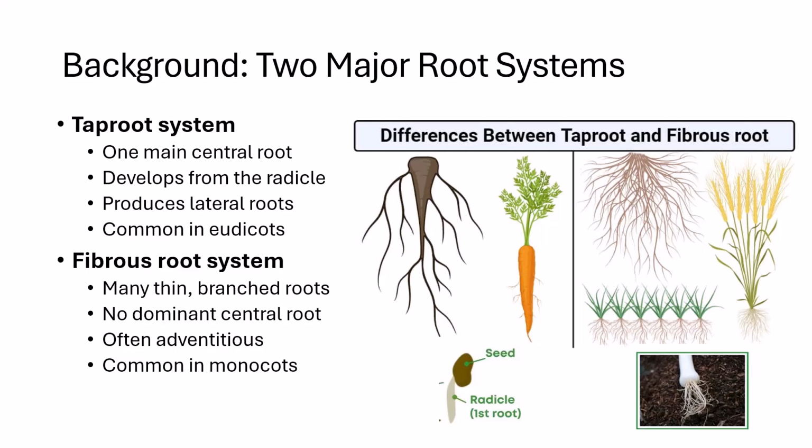In contrast, a fibrous root system is made up of many thin, highly branched roots that are all about the same size. There is no single dominant root. These roots often develop from the lower nodes of the stem rather than from the radicle, which means they are adventitious roots, roots that arise from non-root tissues. They are common in monocots since fibrous root systems spread near the surface, capturing rainfall quickly and stabilizing soil, which is important when supporting vertical leaves. Even though both systems anchor the plant and absorb water and nutrients, they do it in very different structural ways.